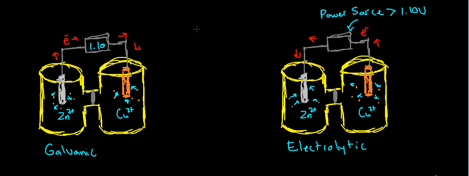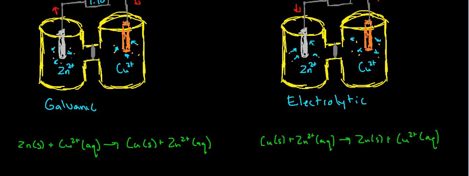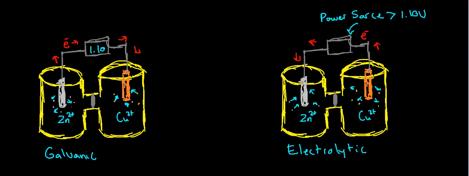Electrolysis is the same reaction, but going in the opposite direction. Solid copper and zinc ions becoming solid zinc and copper ions. So the same thing, but the direction of the electrons is reversed.